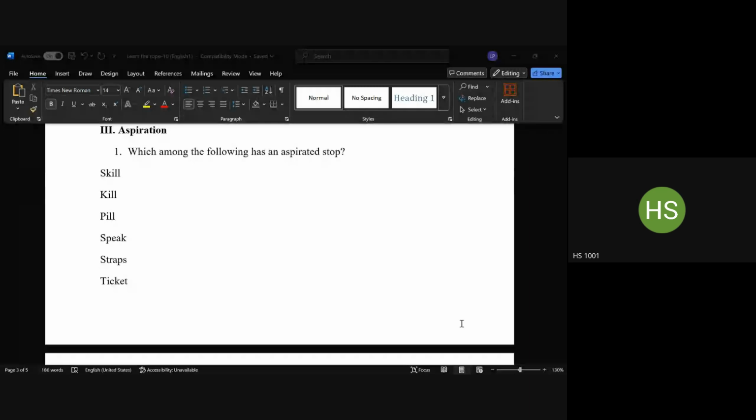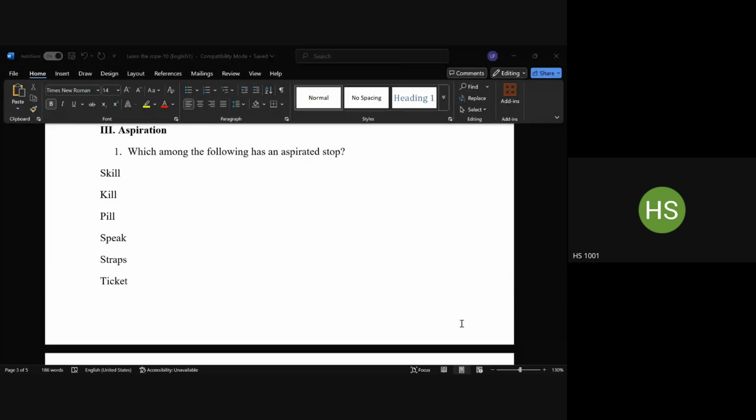So look at pill. Is p aspirated in pill? Yes, it is aspirated. Is it aspirated in speak? No, no aspiration. Now you have another word which has both t and p: straps. Is either of the two aspirated in this? No, because again, this is monosyllabic and the first sound here is s, so we cannot make it aspirated.